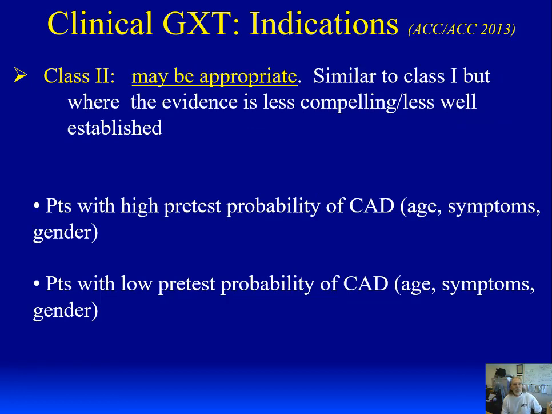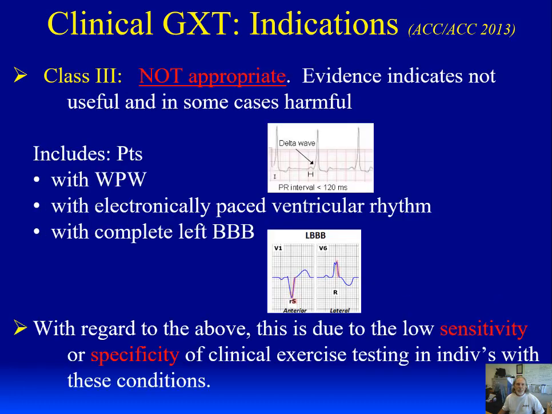So class 2 may be appropriate. So if patients have a high test probability or if they have a low test probability, I know that contradicts what they've said before, that you don't need to do it, but if you get a conservative cardiologist, they may say, no, we want to have a test done.